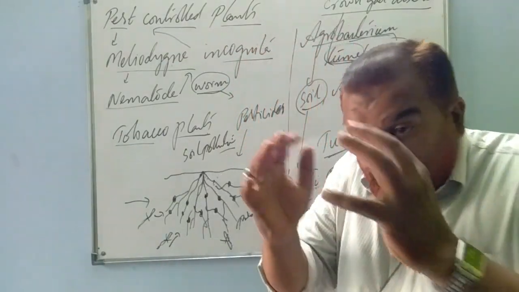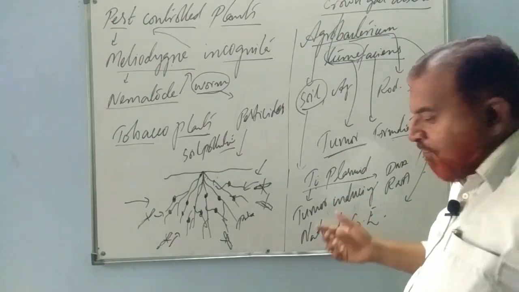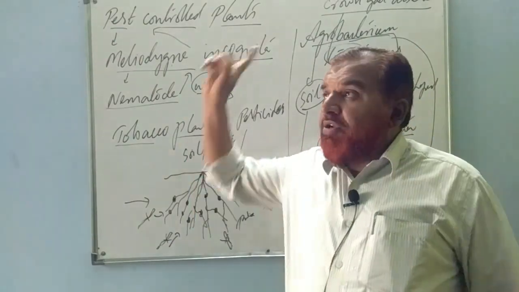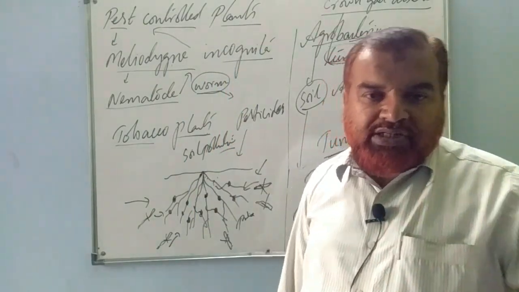Whenever this bacteria infects plants, it transfers the tumor-inducing plasmid. Because of that, tumor formation takes place around the crown region, a disease known as crown gall disease. These two concepts you try to remember.